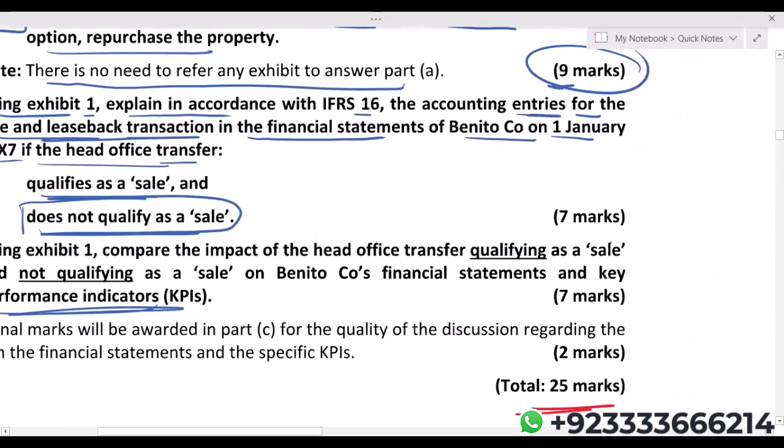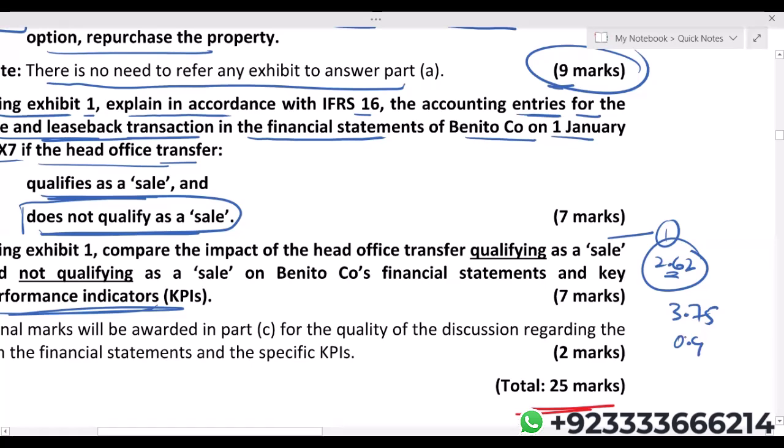Now listen. When it qualifies as a sale, number one, property, plant, and equipment will be de-recognized. Second, there will be a gain on transfer in the financial statements. Third, the right of use asset obviously will be depreciated, but the amount of the right of use asset will be 2.62, and that 2.62 is lower than the 3.75. The head office carrying amount is 3.75, that will be de-recognized. There will be a gain in the income statement 0.9.